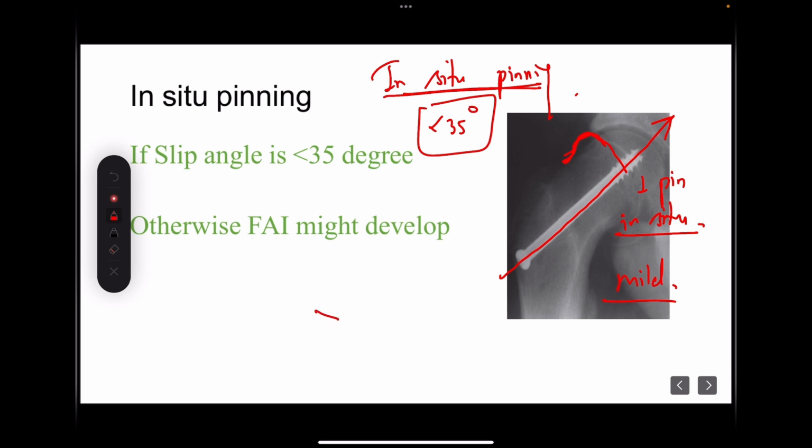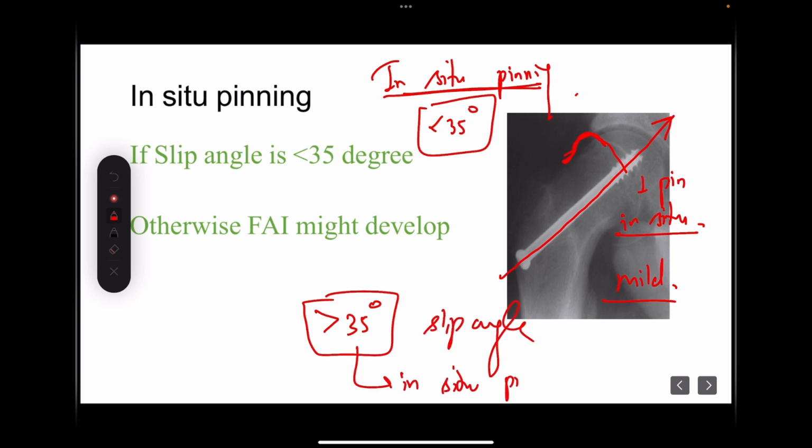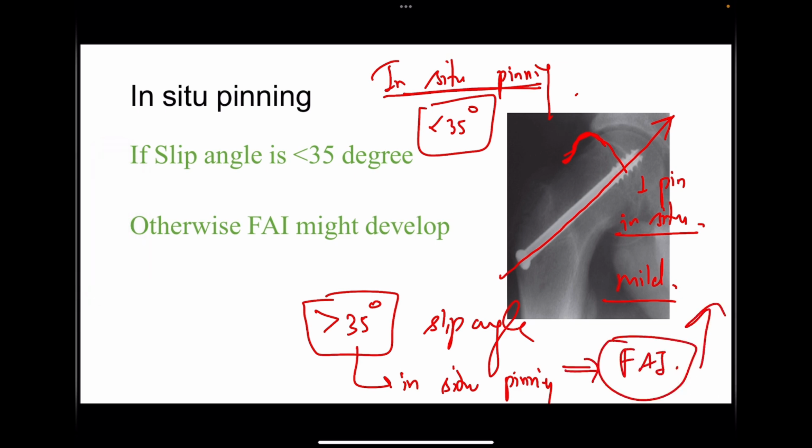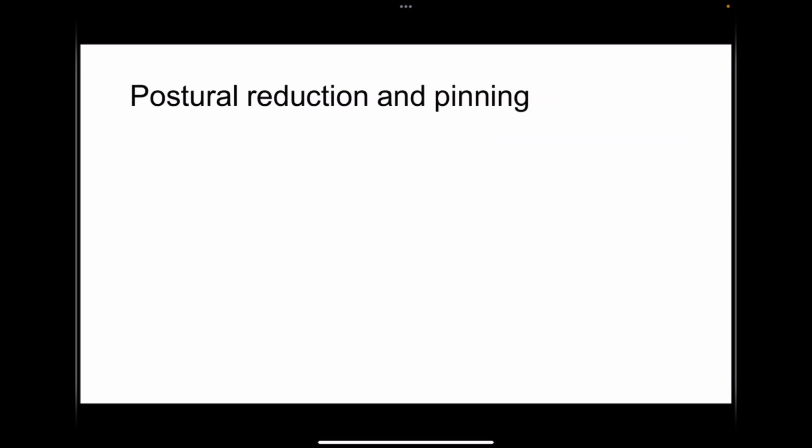If there is more than 35 degrees of slip angle, and if you go for in situ pinning now, if you are not reducing it now, then the chances of FAI are more. What is FAI? Femoroacetabular impingement. That is one of the complications of SCFE. We will be discussing that.